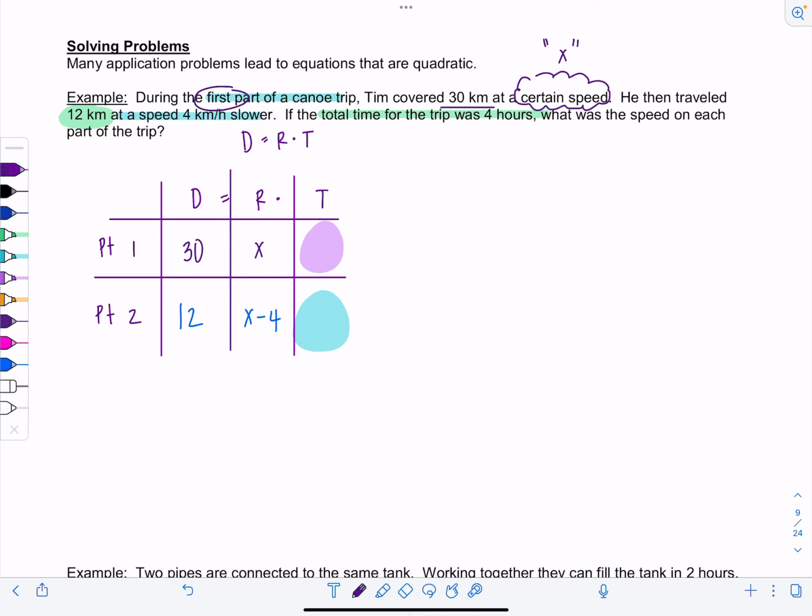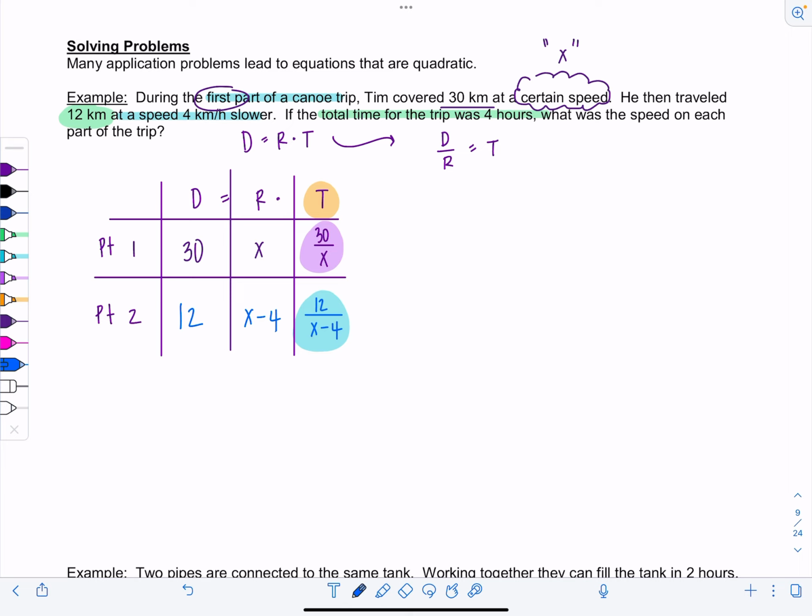Watch this. If we know distance equals rate times time, and I'm missing time, isolate t in this equation. So distance divided by rate equals time. Do you agree? Oh, good. So that means the time for part one is going to be the distance covered in part one, 30, divided by the rate in part one, which was x. And then similarly for part two, the time for part two is going to be the distance, 12, divided by x minus 4. Good.